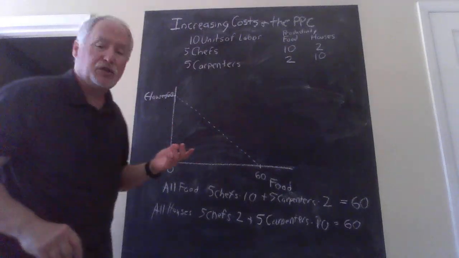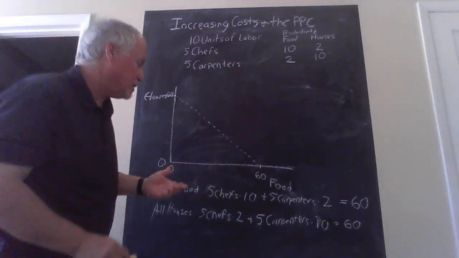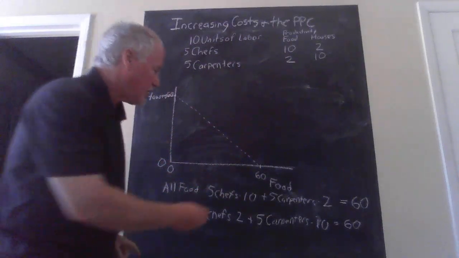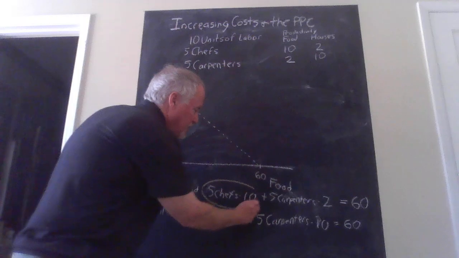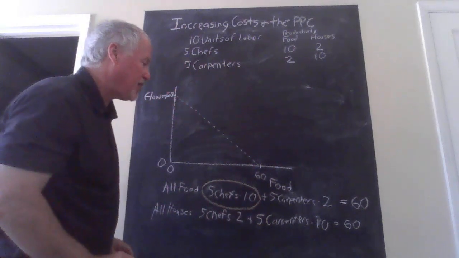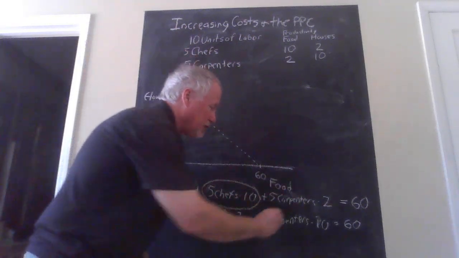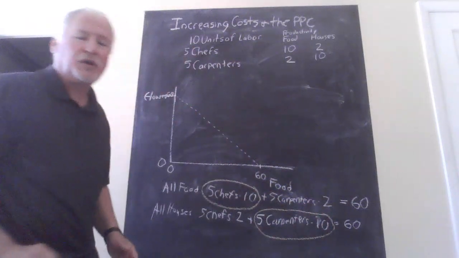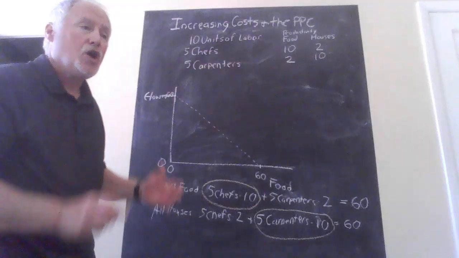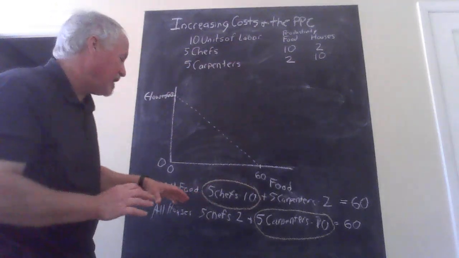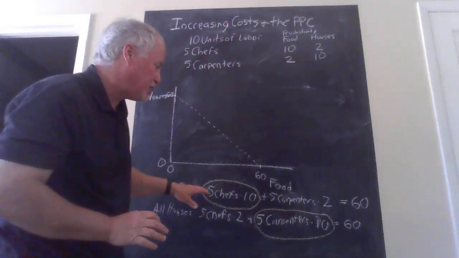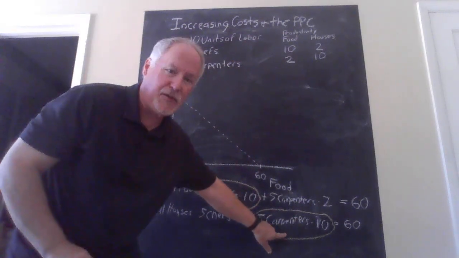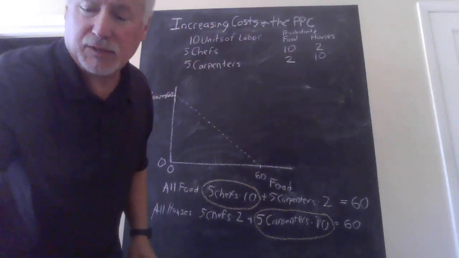And suppose what you decide is, let's let the carpenters produce houses and the chefs produce food. So the 5 chefs are producing food, and the carpenters, instead of producing food where they're not very good, produce houses where they can produce 10 each. So when you have the 5 carpenters build houses and the 5 chefs make food, you'd get 50 units of food and 50 units of housing produced.